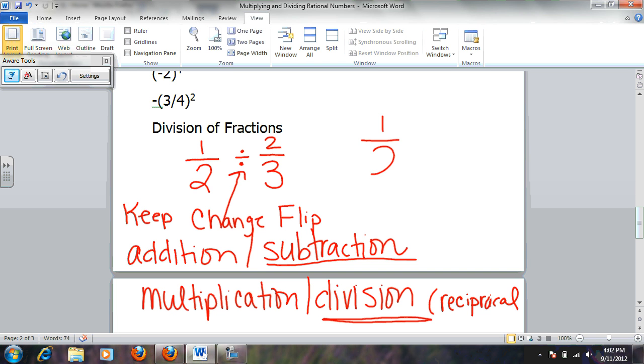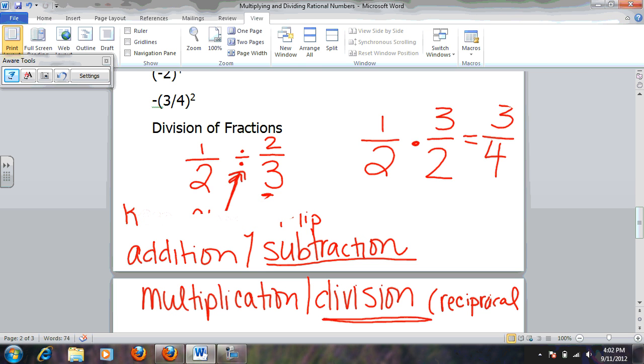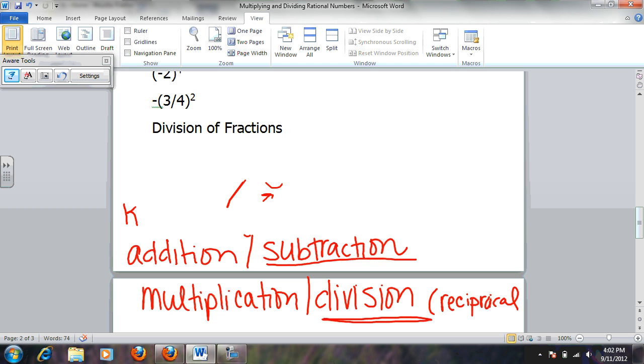Keep 1/2. Change division to multiplication. Flip the second fraction, 3/2. Now we just multiply. 1 times 3 is 3. 2 times 2 is 4. The answer is 3/4. Look at example 7 on top of page 73. And we will do quick check number 7 together.